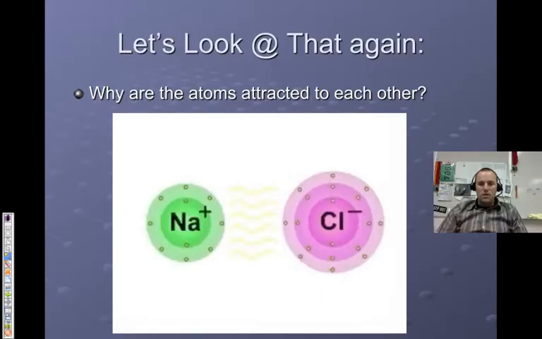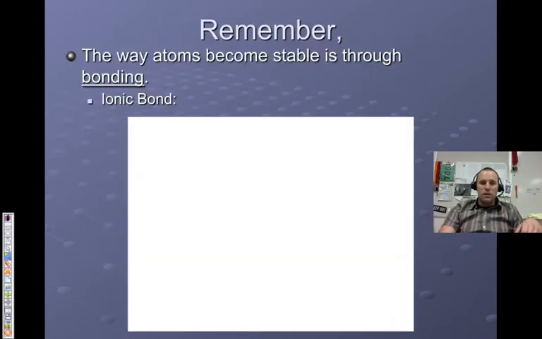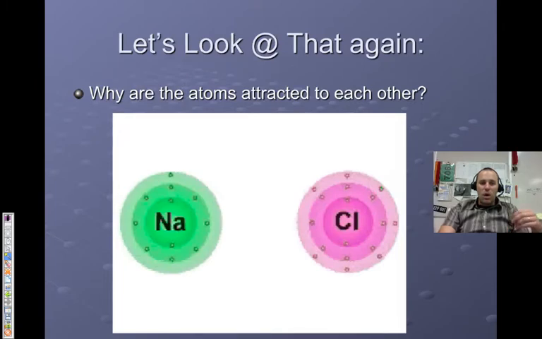Okay, there you go. So you saw the electron get transferred. That is when the bond is formed because they have to work together. They have to be together. So let's answer that question. Why are the atoms attracted to each other?